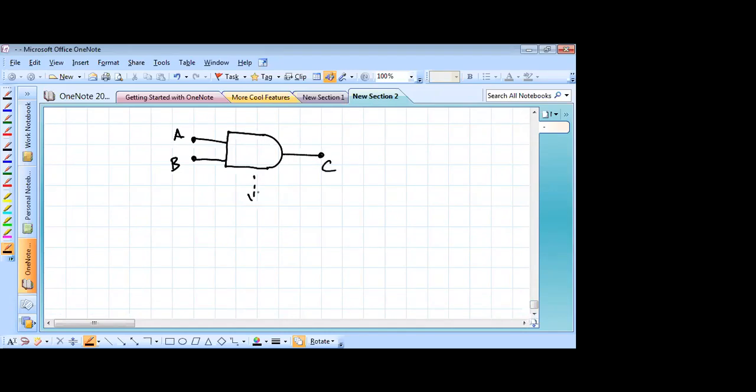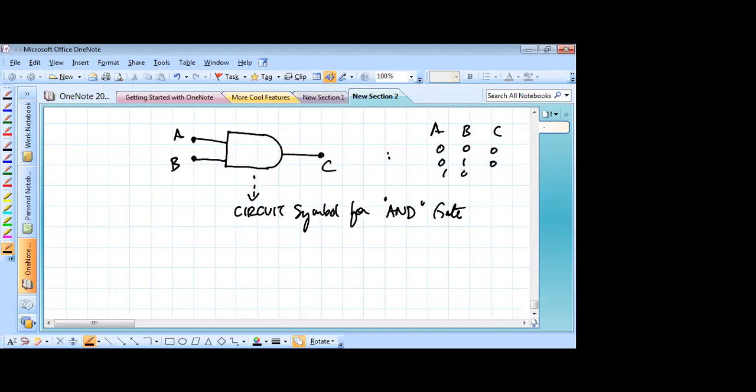This is the circuit symbol for the AND gate. This symbol corresponds to that truth table. Similarly, we use this symbol for the OR gate.